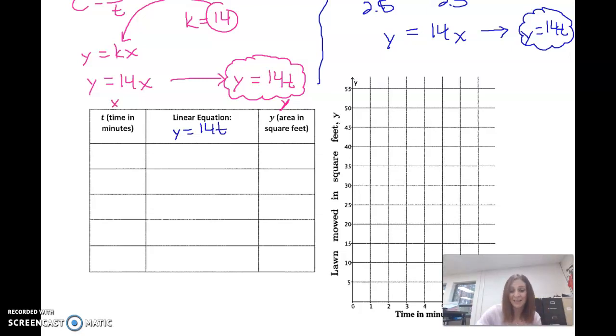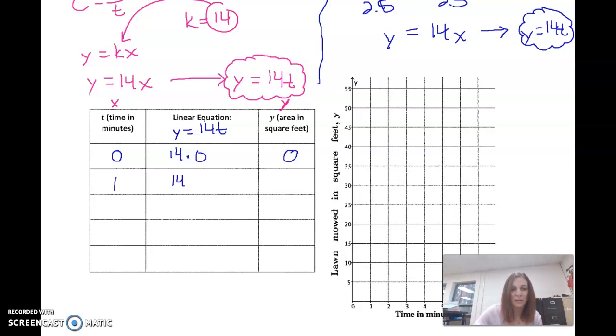We don't have any t's. But in this case, it doesn't make sense for us to use negative numbers. So you get to pick these. So let's say I pick 0 minutes. Well, if I plug 0 in for t right here, I'm going to go 14 times 0, and I'm going to get 0. What if it was after 1 minute?